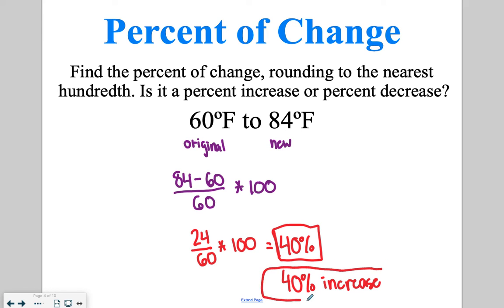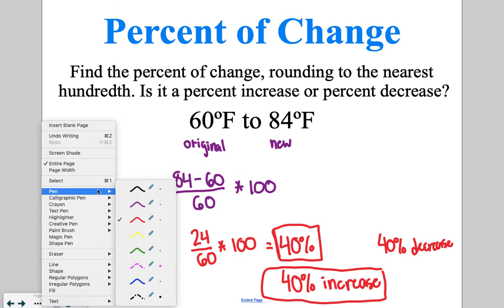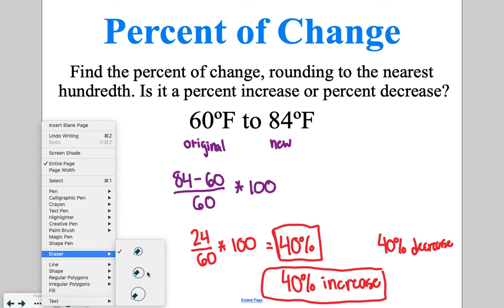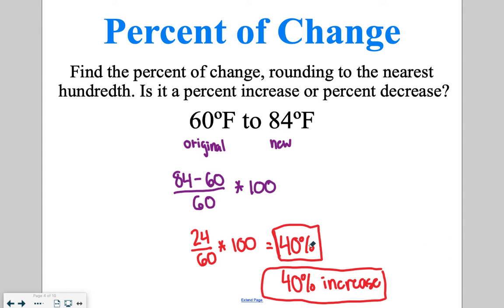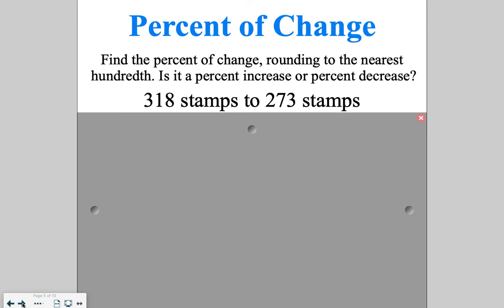If it so happened to have been a negative, so if we had flip-flopped this the other way, and it had been a negative 24, we would have ended up with negative 40%. If it was asking just for the percent, you would say negative 40%. If it was asking for increase or decrease, you would have said 40% decrease, and you no longer need that negative sign. So depending on how you end up writing your answer, you either include a negative if there is one, or you don't. Go ahead and try this one on your own.